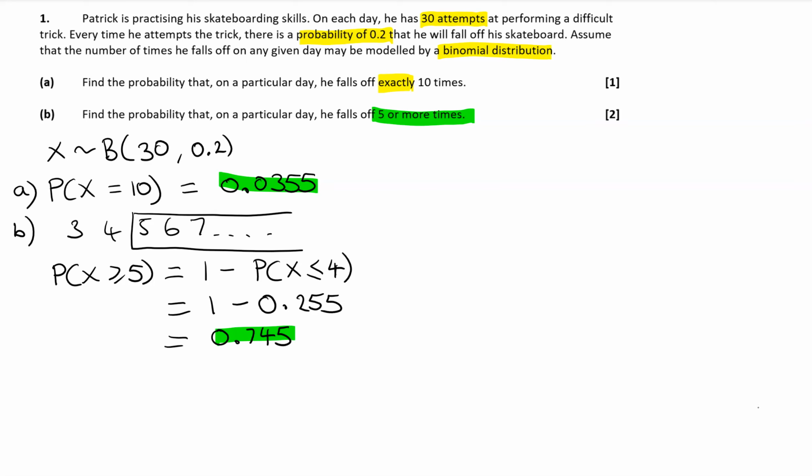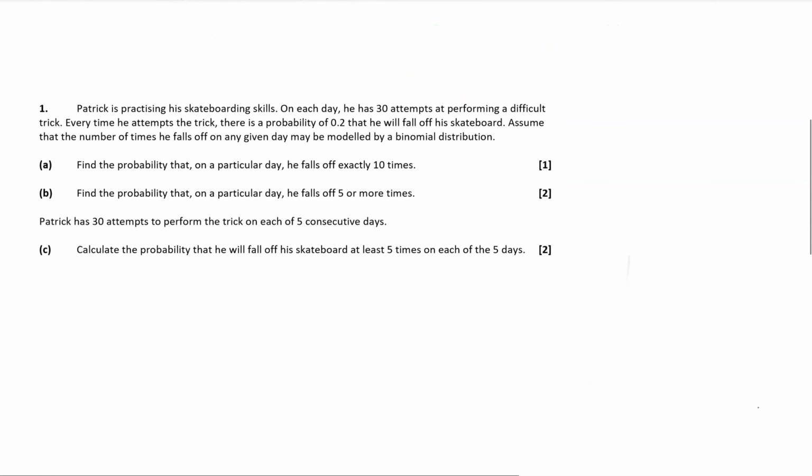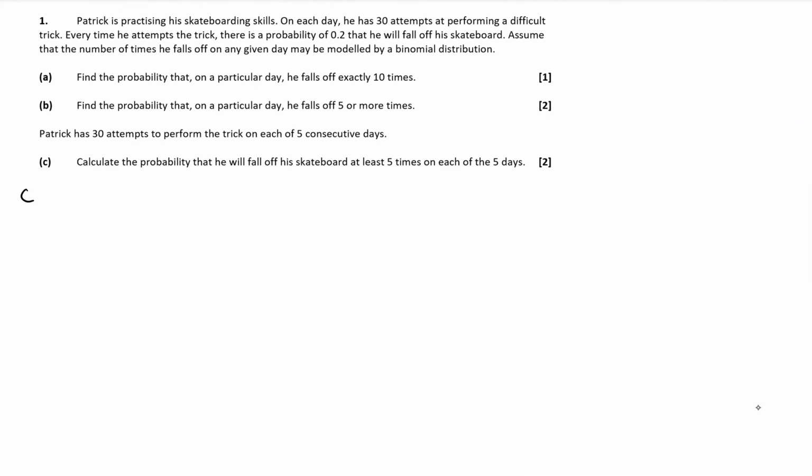Now part C was probably the bit that had the most number of incorrect answers out of this question. So this now says Patrick has 30 attempts to perform the trick on each of the 5 consecutive days. Calculate the probability that he will fall off his skateboard at least 5 times on each of the 5 days. Now notice that on each day, from the first part of the question, he has 30 attempts. So he's still doing the same number of attempts in a day.